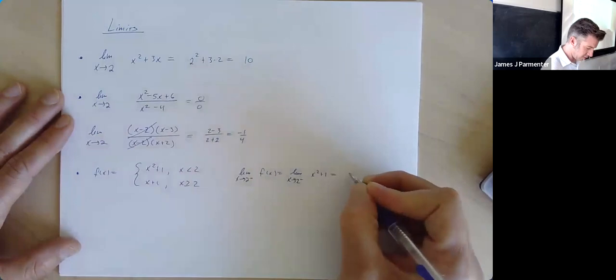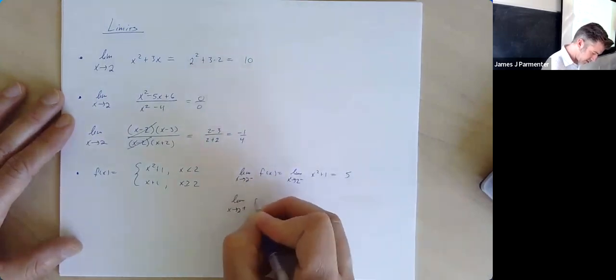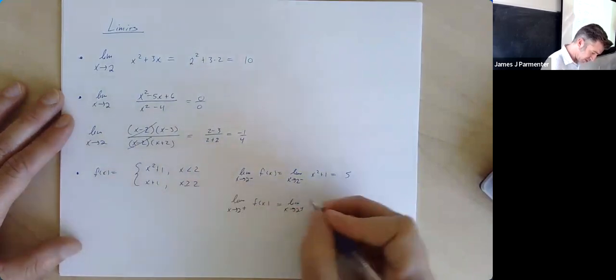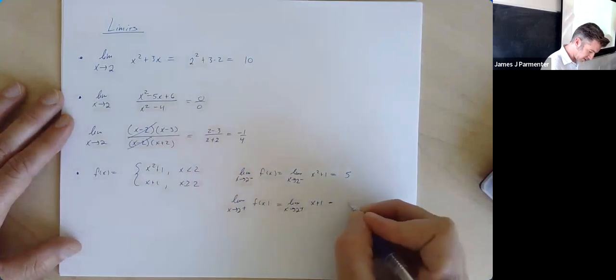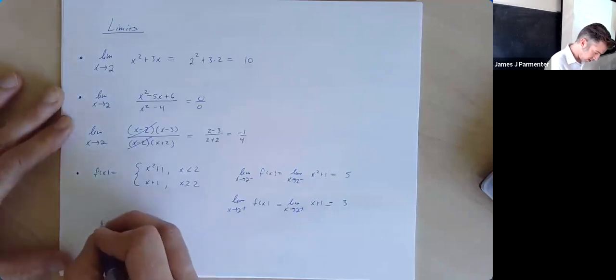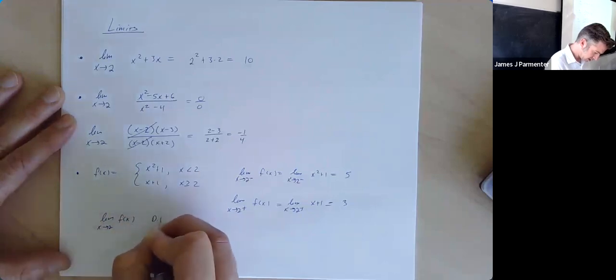You plug in 2, you get 4 plus 1, which is 5. The limit as x approaches 2 from the right, you get the limit as x approaches 2 from the right of x plus 1. If you plug in 2 there, you get 2 plus 1, which is 3. And since the left and the right don't match up, we say the limit doesn't exist. So here, the limit as x approaches 2 of f of x does not exist.